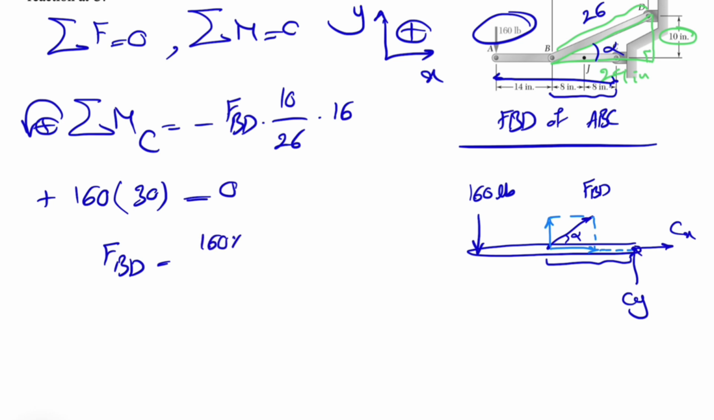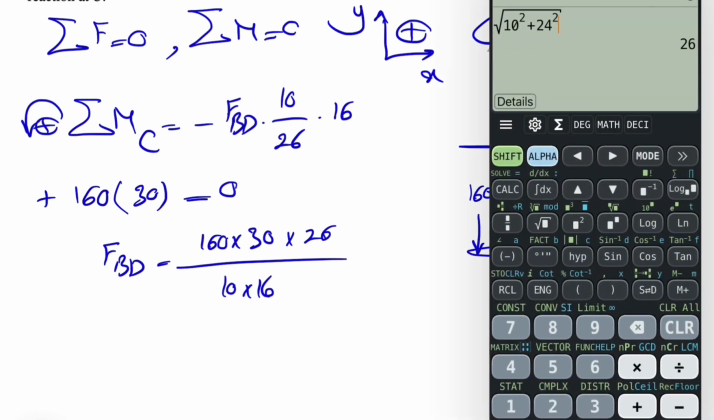So it's going to be 160 times 30 times 26 divided by 10 times 16. Basically, I'm bringing FBD to the other side. And as we can see, the direction is correct because we don't get any negative answer in here. And actually, these two are canceling each other out. So let's calculate this: 160 times 30 times 26 divided by 160. That's going to be 780 pounds.